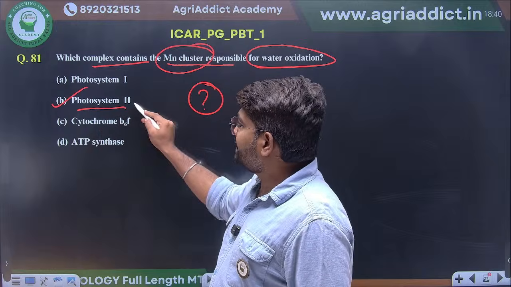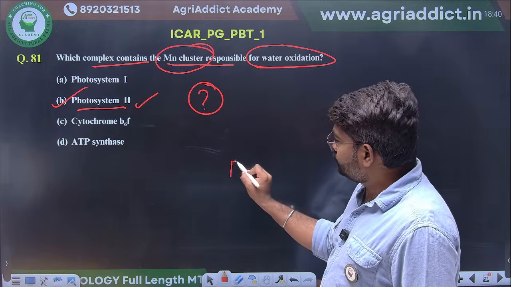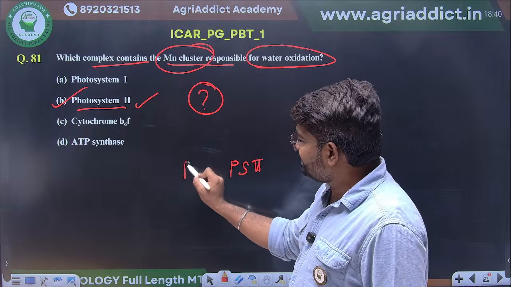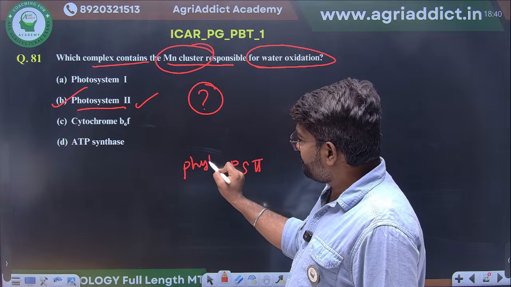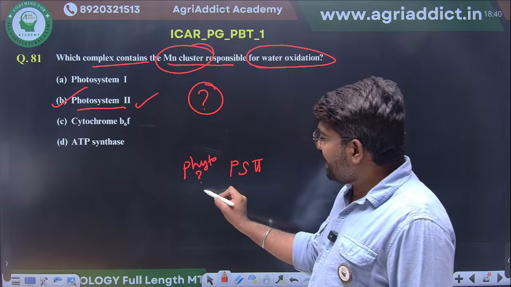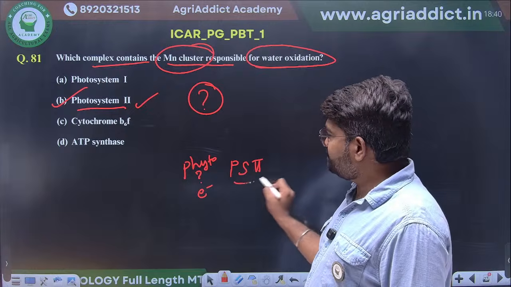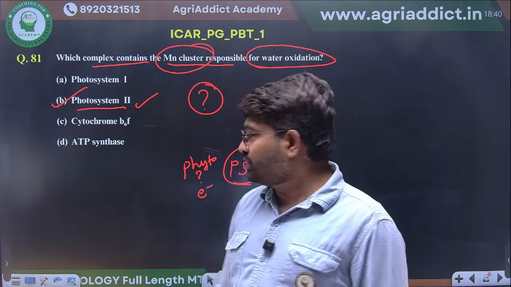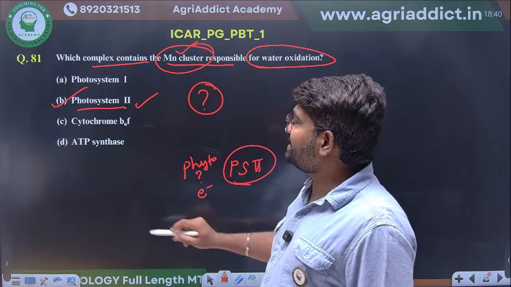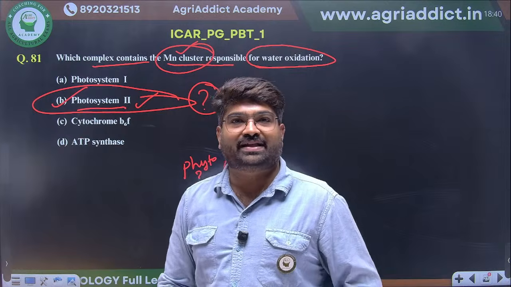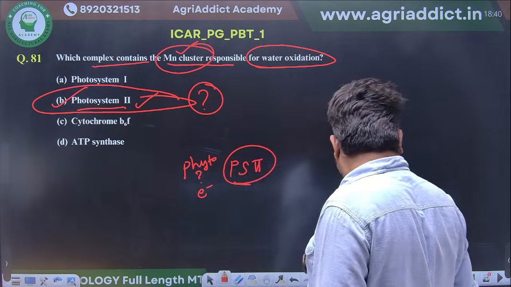PS2. Correct answer, students. In PS2, photolysis of water will happen. Why is photolysis of water happening? To fill the electron gap in PS2. So that will have a manganese cluster. So photosystem 2 will be the right option.